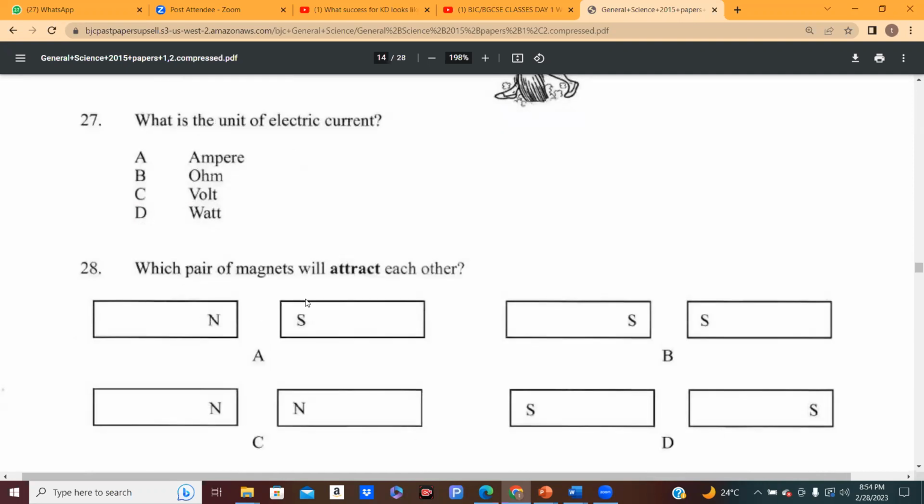All right. Ampere is the unit for electric current. Ohm is the unit for what? Anyone remember what ohm is for? Yolanda, where's Yolanda? You should know this. What is ohm for? No one? Ohm is for resistance. And then watt is for power. And then volts, obviously, is for voltage. All right.